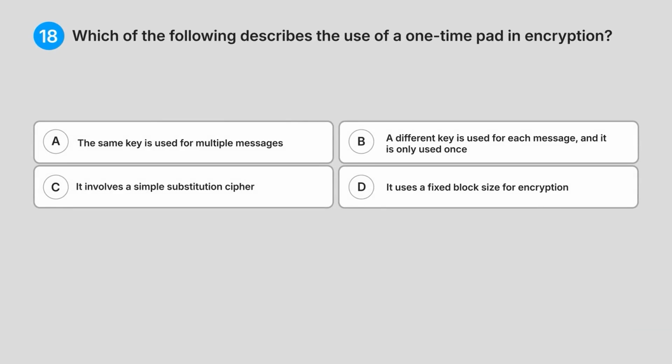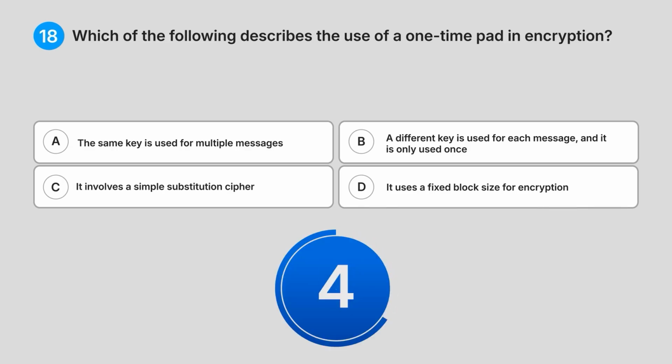18. Which of the following describes the use of a one-time pad in encryption? A. The same key is used for multiple messages. B. A different key is used for each message, and it is only used once. C. It involves a simple substitution cipher. D. It uses a fixed block size for encryption. Do you know the answer?